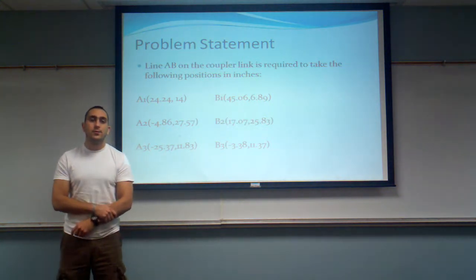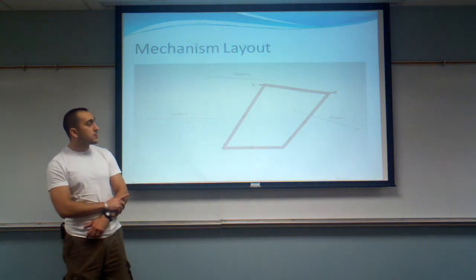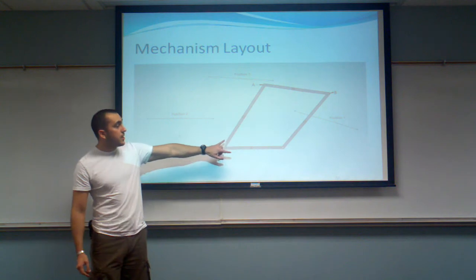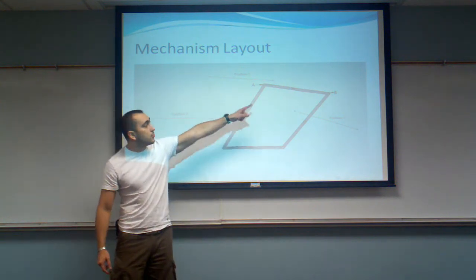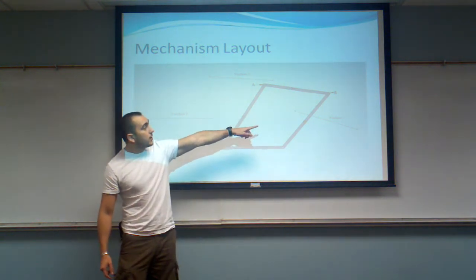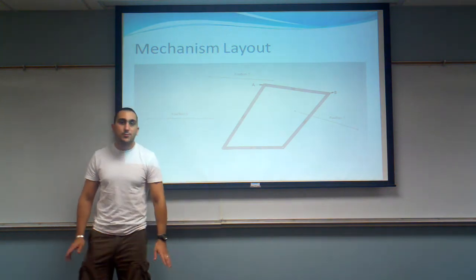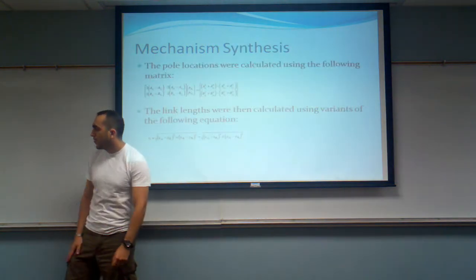The problem statement for the 4-bar is we were given a set of coordinates for 2 points along the coupler link, for which the mechanism was responsible to go through in sequence. You can see a basic layout of the mechanism, what the 2 points are responsible for, and the 3 positions it's got to transition through in sequence. And to help guide you through the synthesis, Yojans.